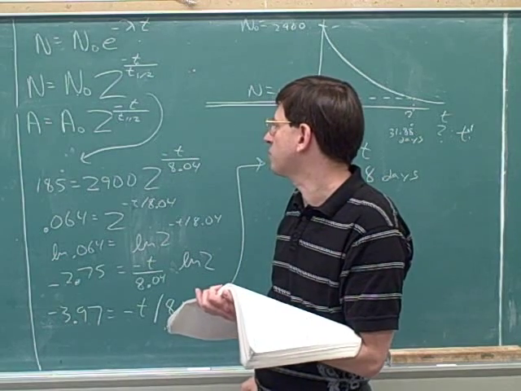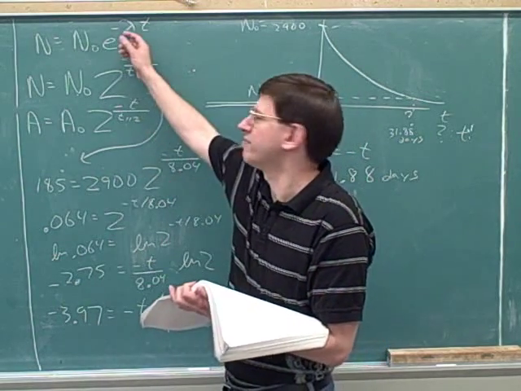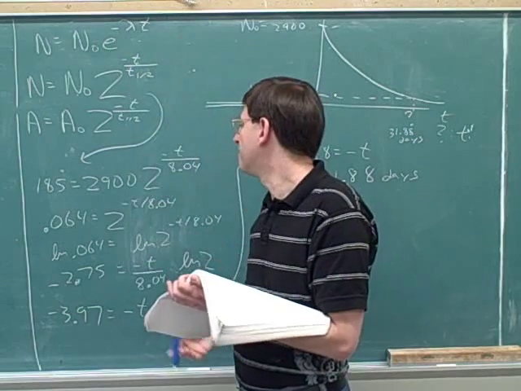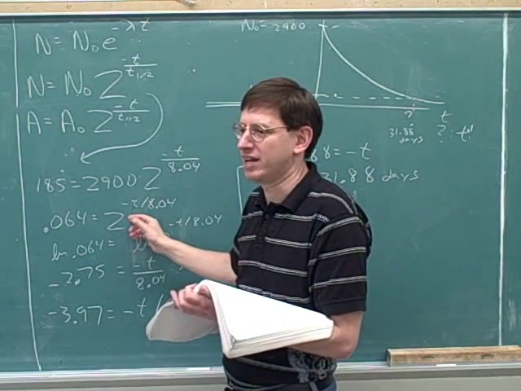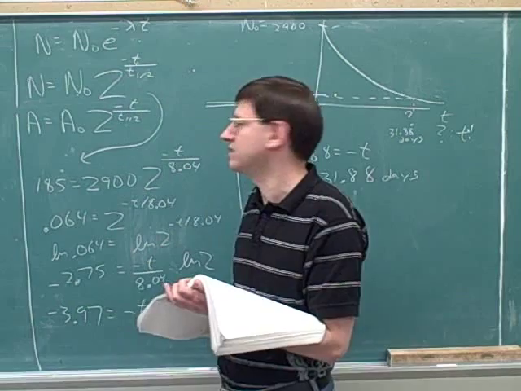If you just went back in your notes, we already have in our notes from the previous problem what the lambda is. And so you could have used lambda. But they wanted us to do it with the half-life, because that's what they have in the table here. So we need both of these equations in our cheat sheet.